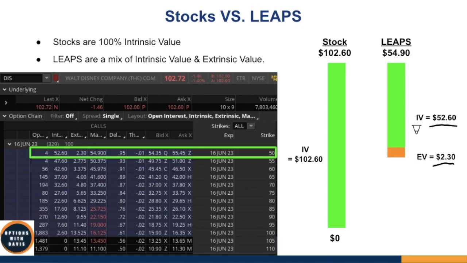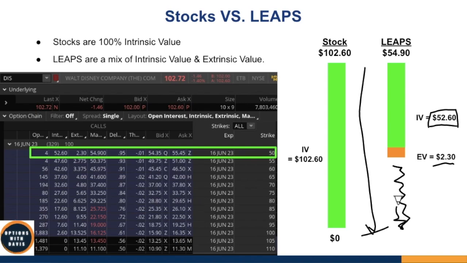Okay, so it means that if the stock actually just drops to $0, guess what? You lose an intrinsic value of $102.60. But for LEAPS, you can't lose more than what you paid, right? You already paid only $52.60 for your intrinsic value. So if the stock goes to zero, that's the most you can lose. So you do not even get to lose anything down here because you never paid for this value down here. Okay, so that is why LEAPS is a very good tool for reducing risk, because you are actually losing less if the stock really goes to zero.